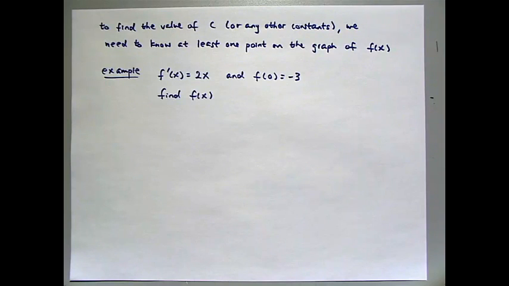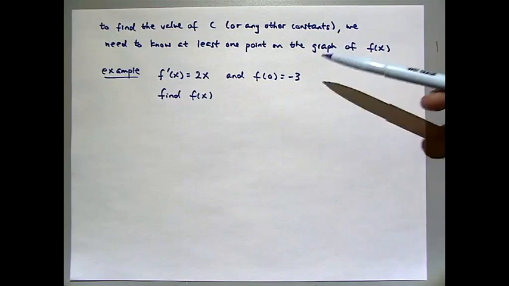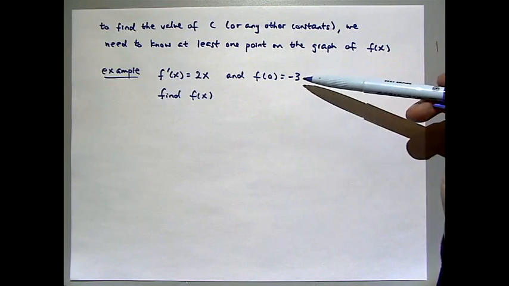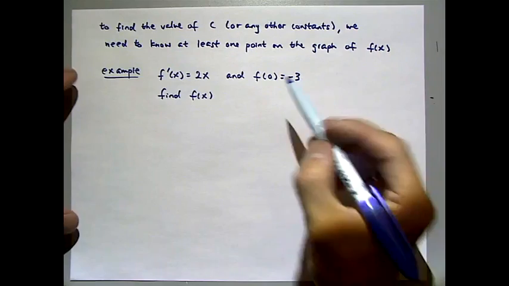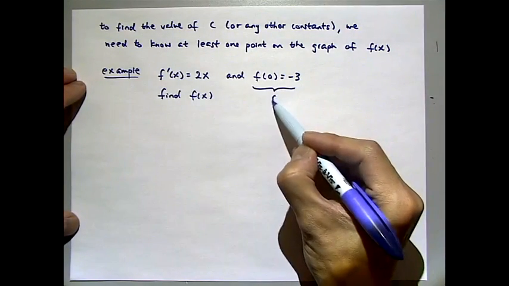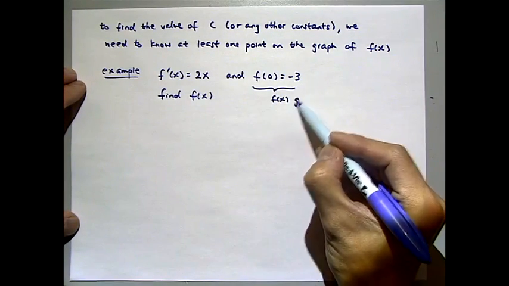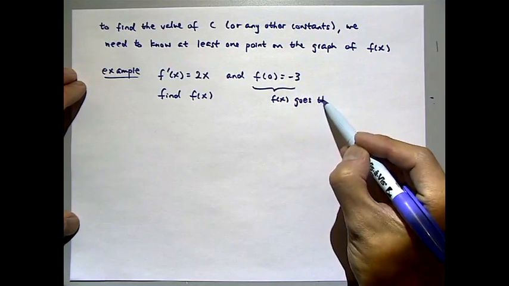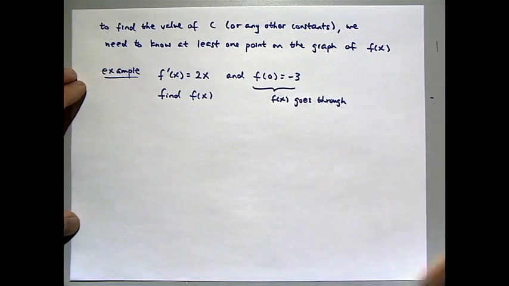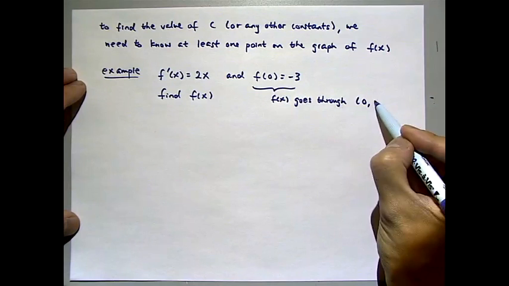I have a function whose derivative is 2x, and I know that whatever this original function was, it had to go through the point (0, -3). Okay? So what this means is that f of x goes through the point (0, -3).